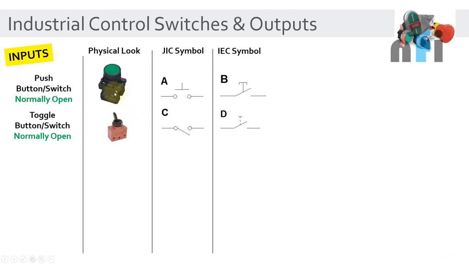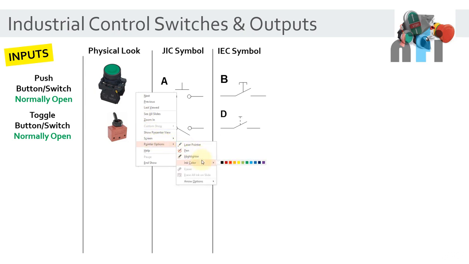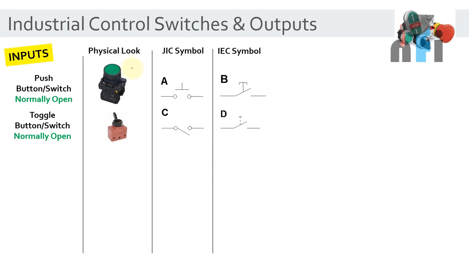Now the difference between a push button and the toggle button is that there is a spring inside the push button. When you press the button, the spring gets pressed. When you release the button, because of the spring force, the button comes out automatically. That's why it's called a push button.